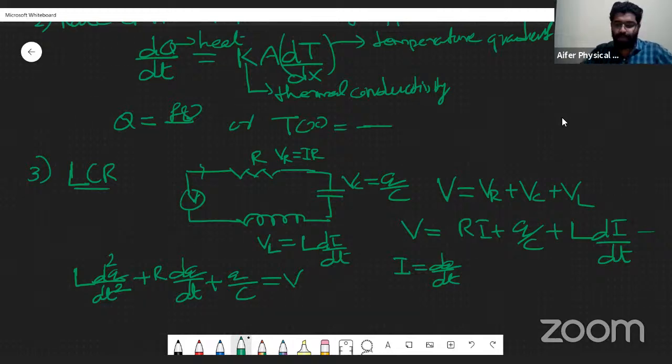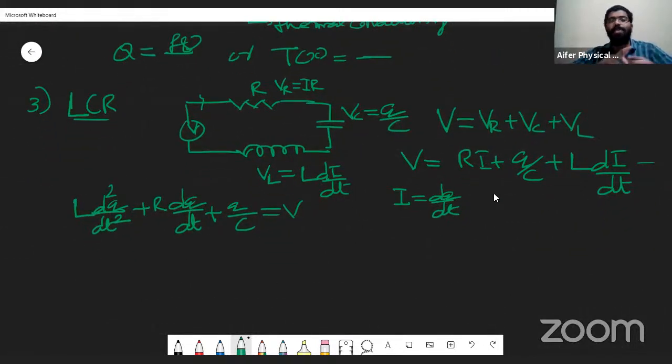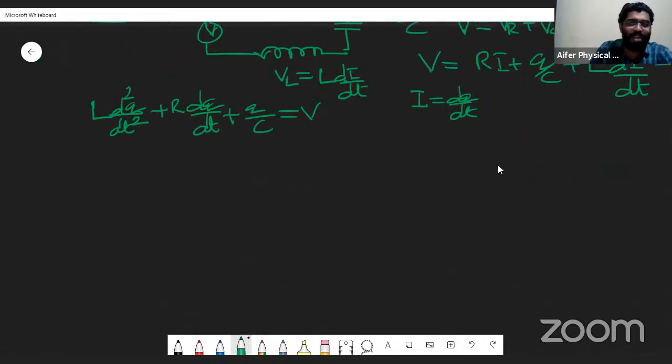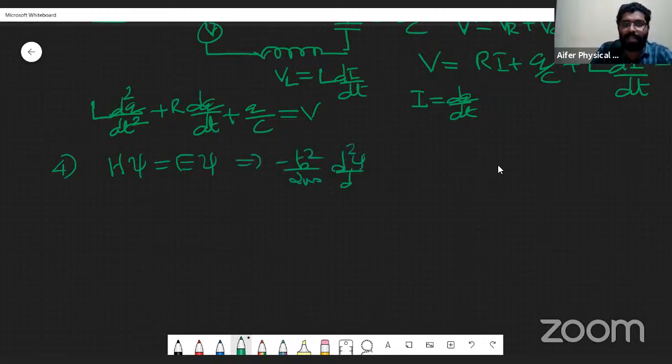So what I mean is, in physics, if you go to every branch, you cannot get away from the differential equation. If you enter into the world of quantum mechanics, the Schrodinger equation itself is a differential equation. You are very familiar with the Schrodinger equation, which is H psi equals E psi. Which is nothing but minus h cross square by 2m d square psi by dx square, plus V psi, equal to i h cross dou psi by dou t. So this is again a differential equation. So in every branch of physics, we need differential equations.